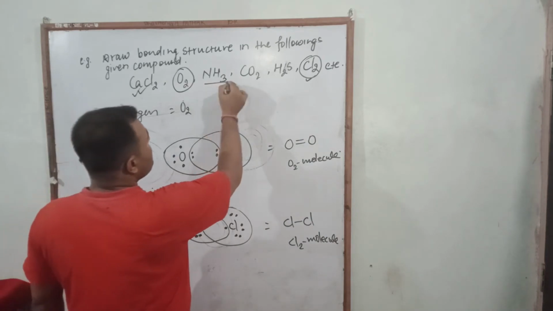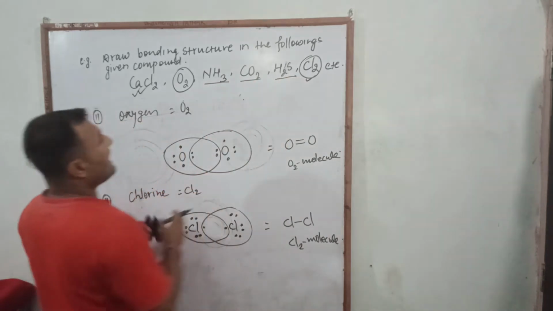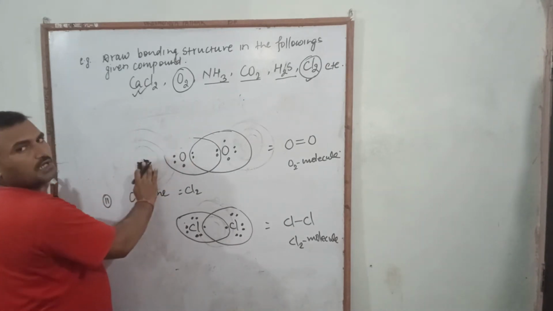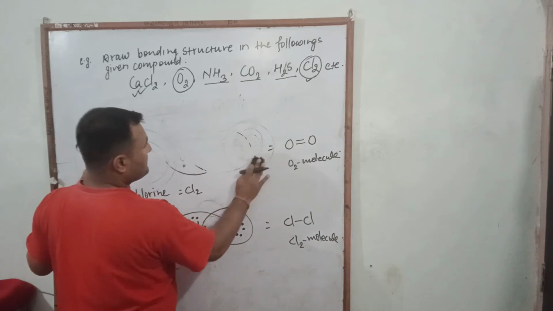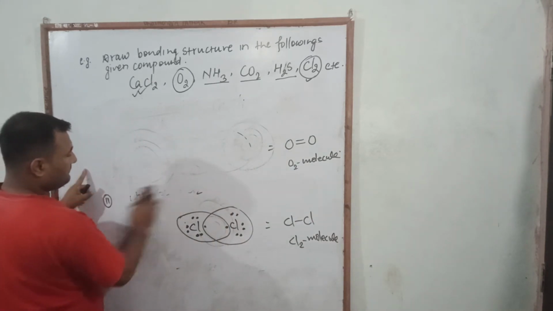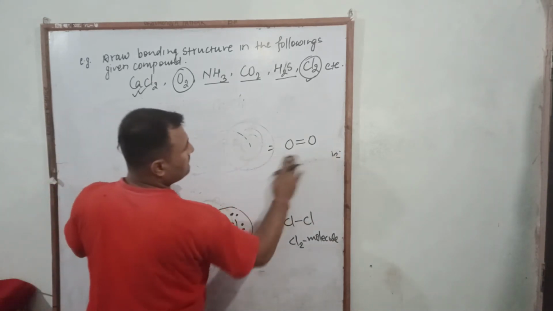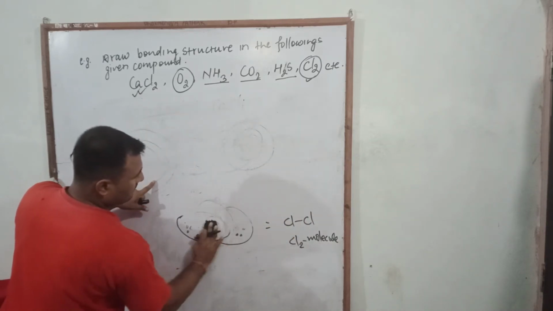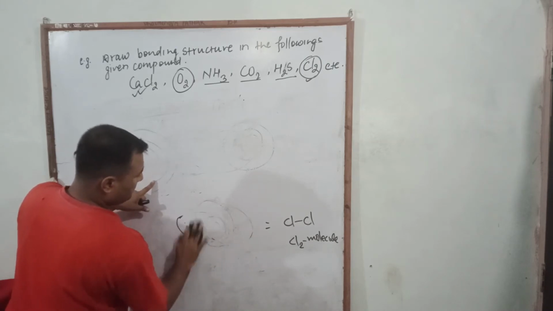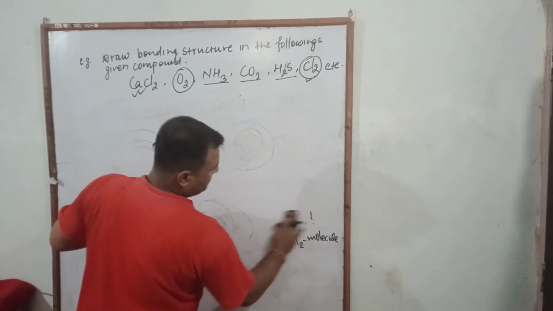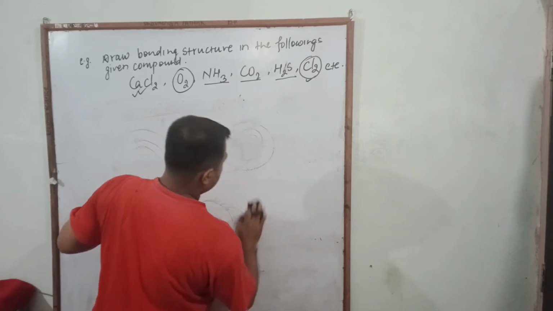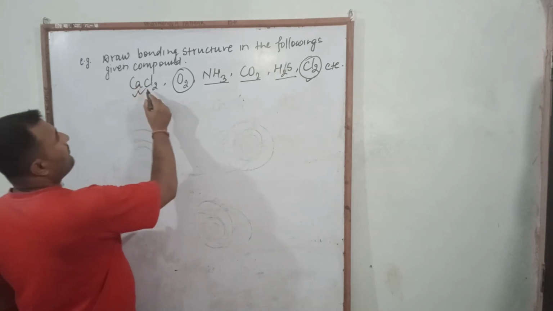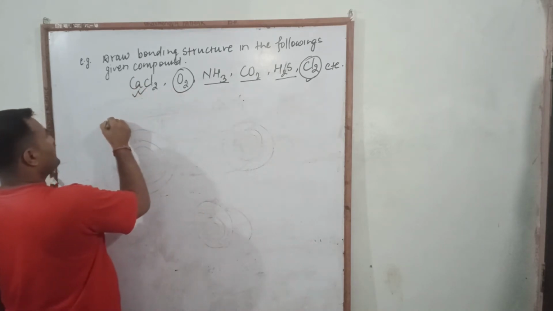Now the remaining are ammonia, carbon dioxide and hydrogen sulfide. Here we draw the molecular structures of these compounds respectively. First, second, third and fourth example is here.